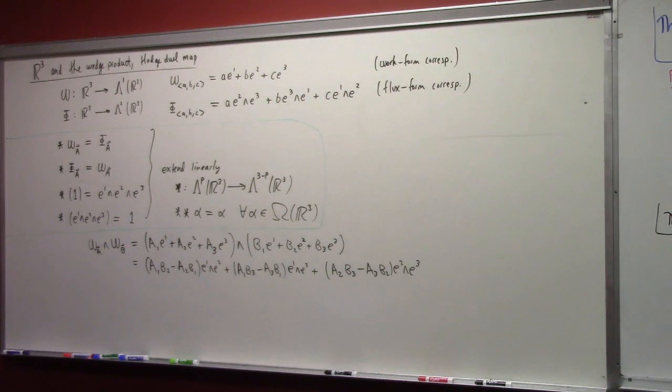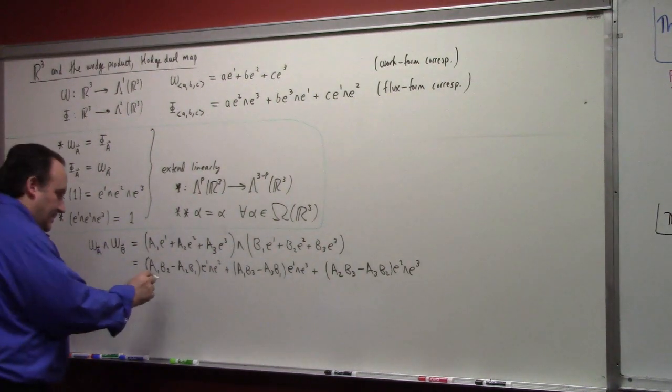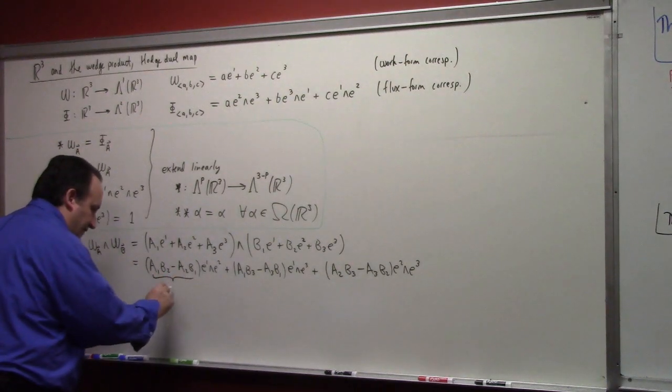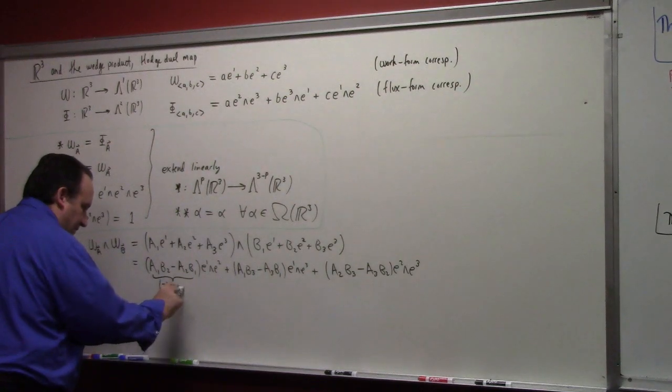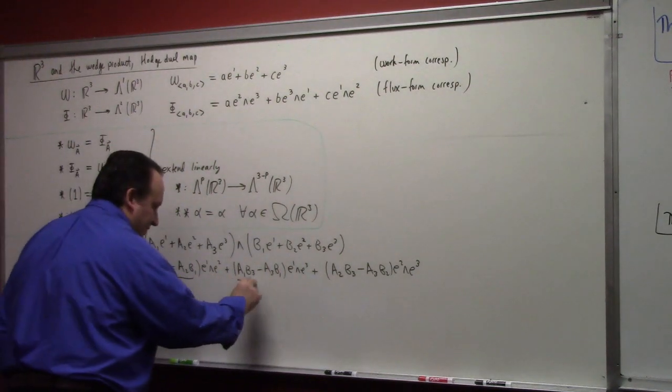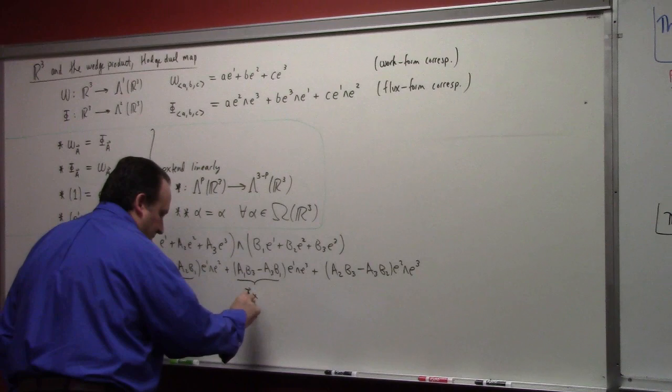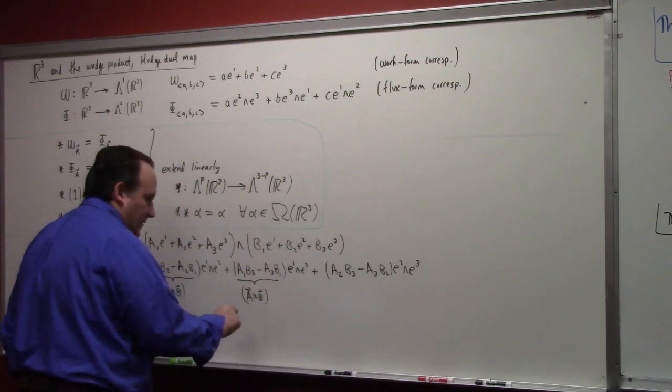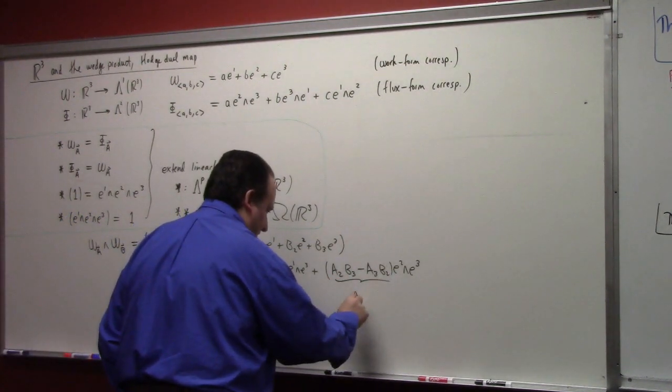All right, so then what? What is this? Can you recognize what's going on here? What is this in terms of the cross product of A and B?